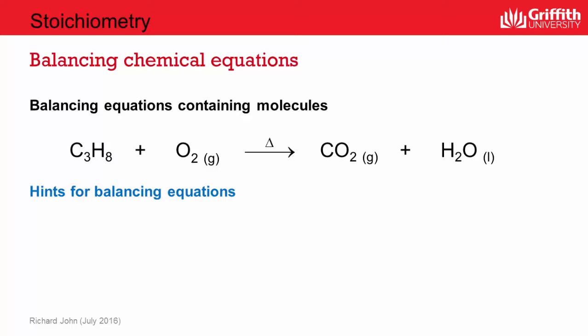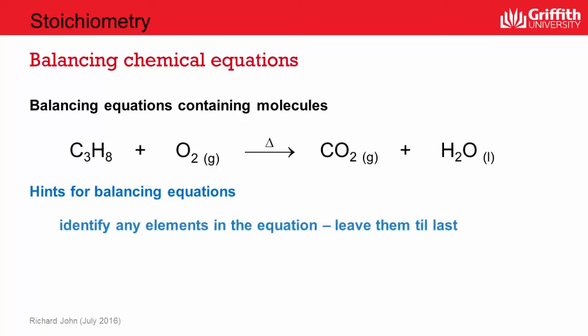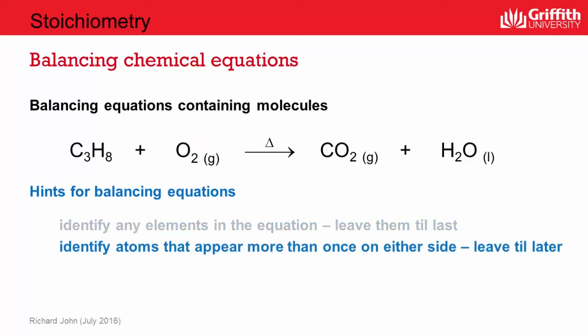So in order to balance this, we need to take a bit of a systematic approach, and here's some hints for balancing chemical equations. The first thing you should do is try and identify any elements in the equation, and we should leave them till last. So for example here, oxygen is an element. Remember, an element is a substance that contains the same type of atoms, and there's only oxygen atoms in this molecular oxygen here. So we're going to leave oxygen till last when we're balancing this equation.